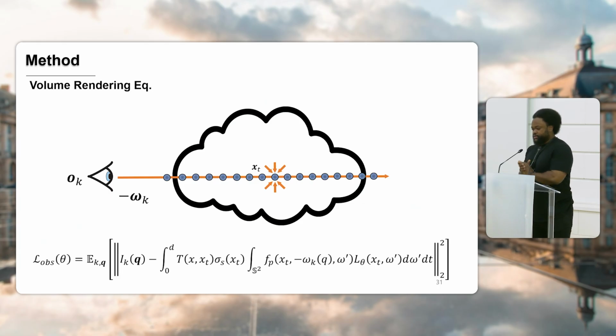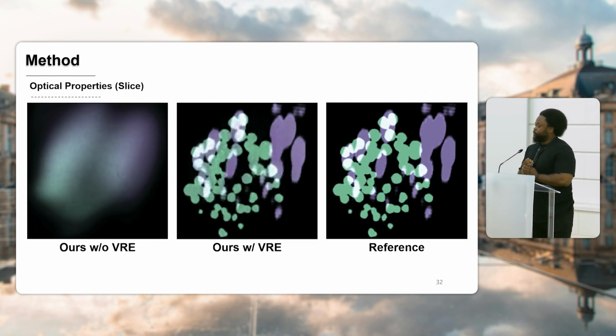And the way this is done is very simple. It's simply a mismatch term between our observations and the result of this integration. Now, when we observe the optical properties that we are able to recover, we can see that we are now able to recover higher frequencies, and our results are much closer to the ground truth.